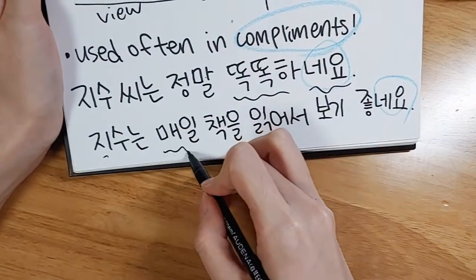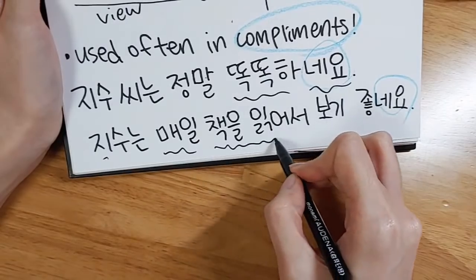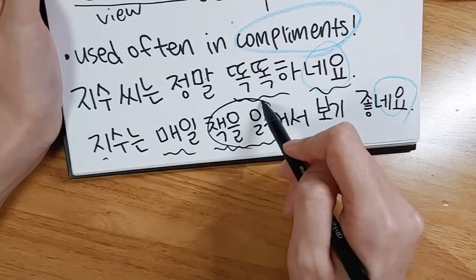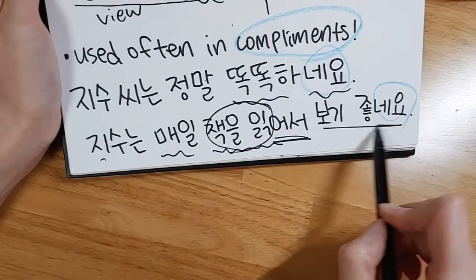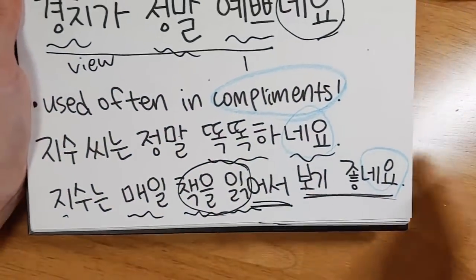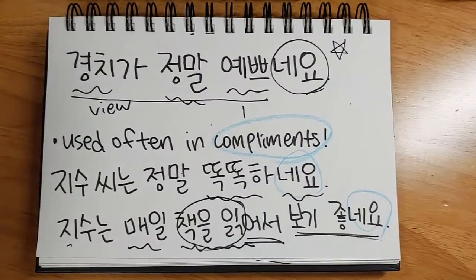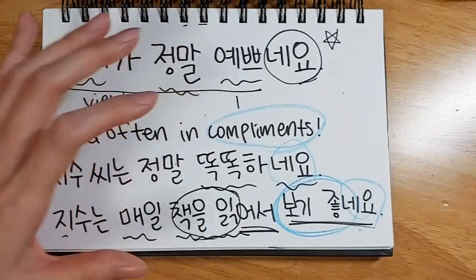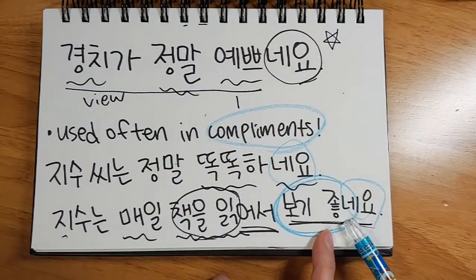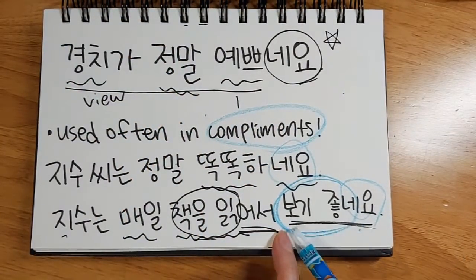지수는 매일 every day 책을 읽다 means to read a book. So she reads a book every day. So 보기 좋네요. So this is a new colloquial expression, guys, that you can take away. 보기 좋다. So if you say something is 보기 좋다, it means like something is good to look at.